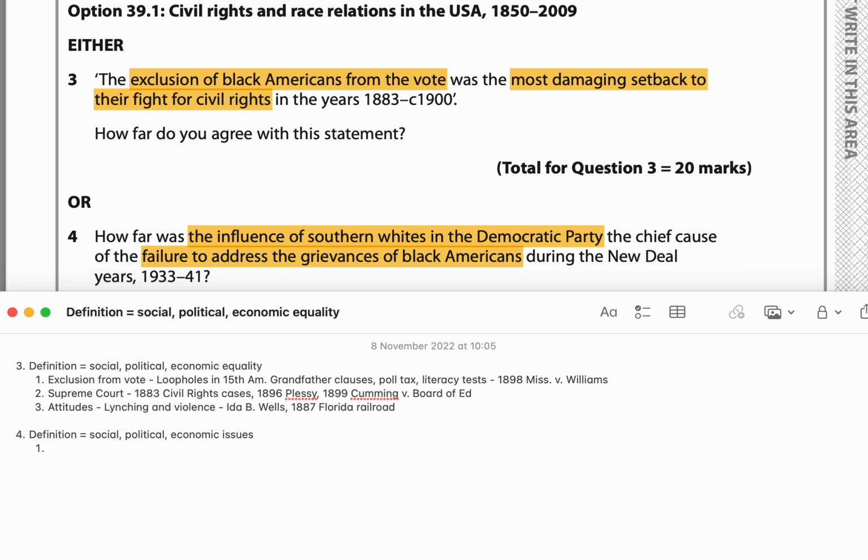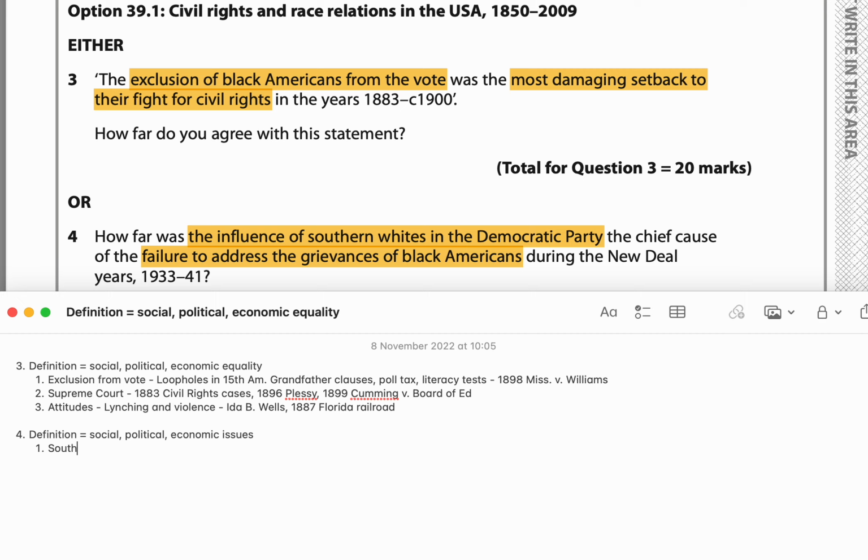And for this one, if I start with my argument this time, as I should have done for the last question, I would actually argue that yes, it was the influence of Southern whites in the Democrat Party which was the chief cause of the failure to address grievances of Black Americans. And the reason for that is, I would say that FDR was unable to address grievances of Black Americans because he relied on Southern Democrats. And that meant that any attempt to promote equality in any way was hindered by the influence of Southern Democrats. Okay, and we'll get into this when we plan.